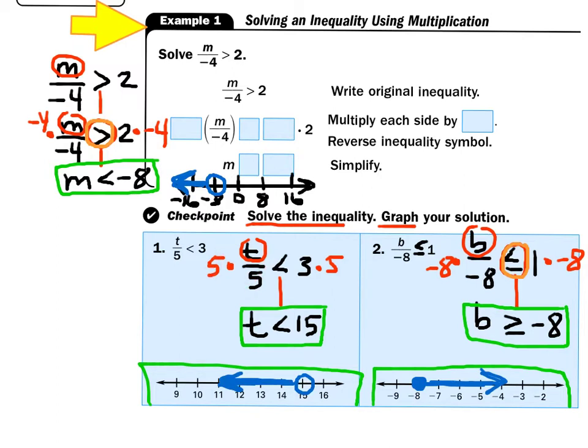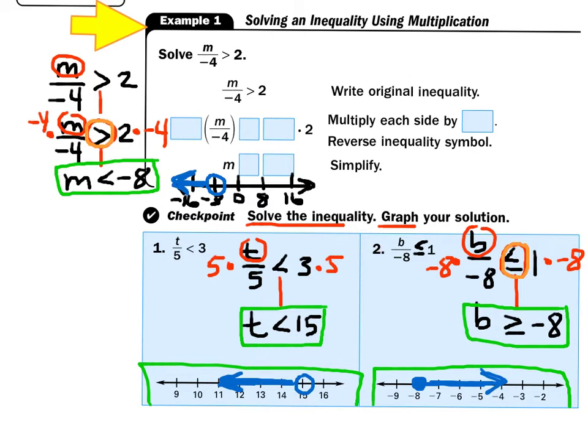So 5 divided by 5 destroy each other. They become a positive 1. So I bring down my 1t. I bring down the is less than symbol. It stays exactly the same. And 3 times 5 is 15. So t is less than 15. So I put an open dot on 15 and I shade everything to the left.